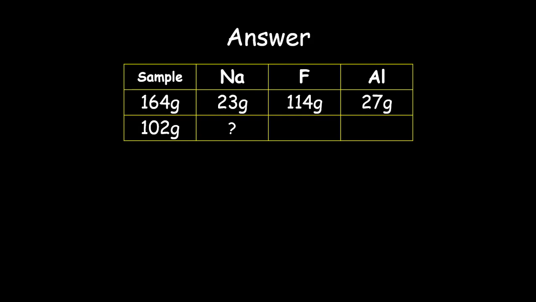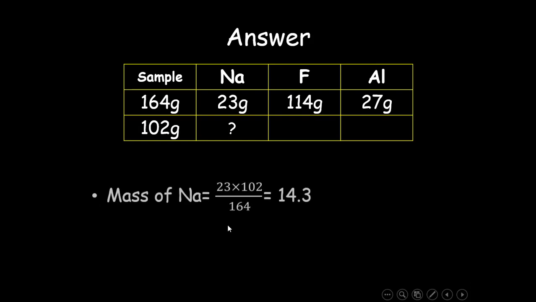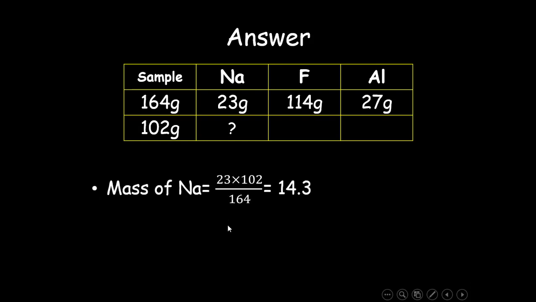The next sample has a mass of 102 grams. We don't need to find the molar mass or anything like this. We can't find the molar mass. We don't have the compound in front of us, but we have some mass, and we're going to do cross multiplication here. So 23 times 102 over 164 equals 14.3. So the answer is C.